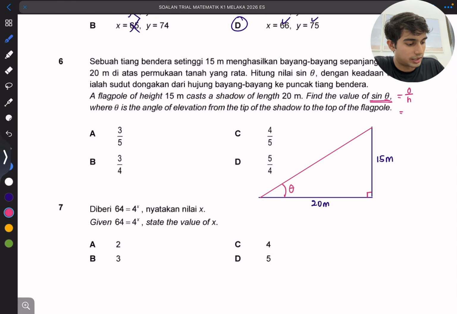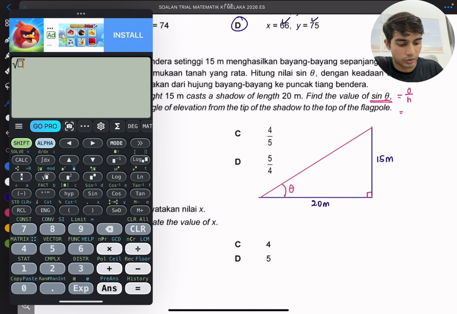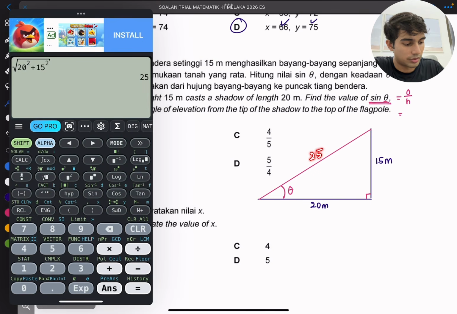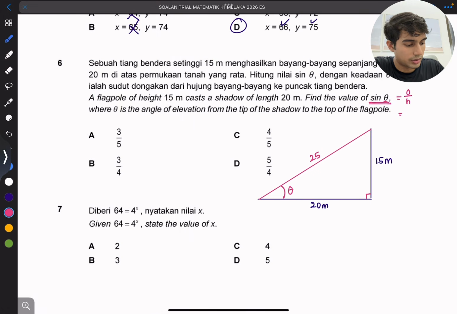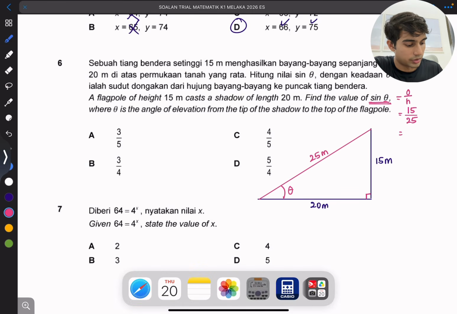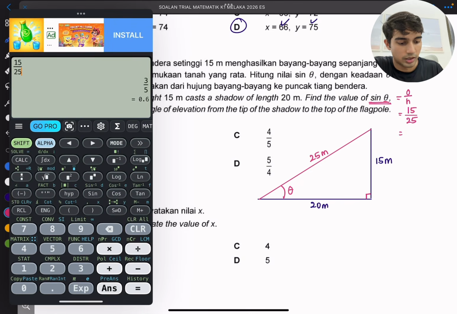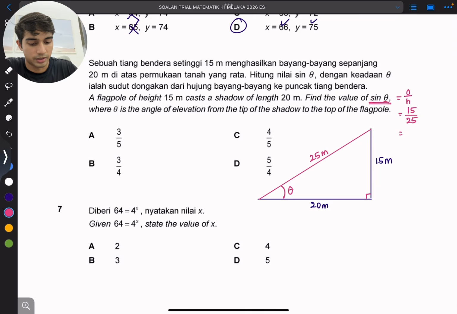So this is obviously a right angle triangle because one is vertical, one more is horizontal. So we can use our Pythagoras theorem to solve. So this will be c squared. This will be c. So Pythagoras theorem is the square root of a squared plus b squared. So this is 25 meters. So here we can do opposite over hypotenuse. Ready? Opposite over hypotenuse. 15 over 25. So 15 over 25 is 3 over 5. Answer A.